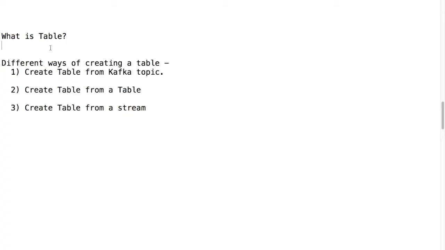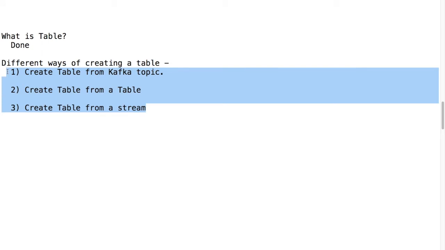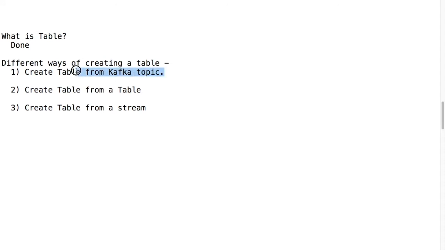Okay, so this is the agenda for today. From this we are already done with this part, that is what is KSQL table and how it is different from KStream. So I will just mark it as done. Now we will go through these three ways of creating a KSQL table. So the first is create a table from Kafka topic directly. Second is create a table from another KSQL table, and third is creating a table from KSQL stream.